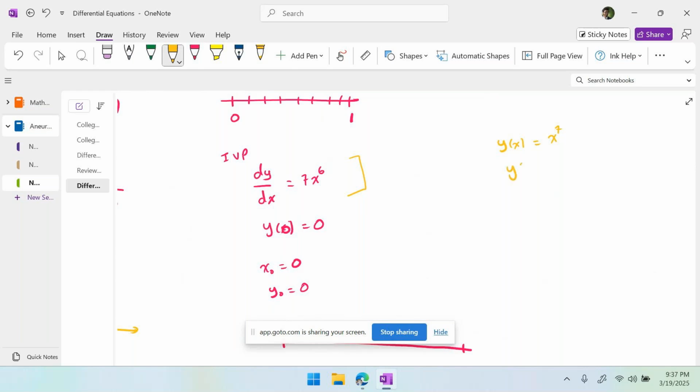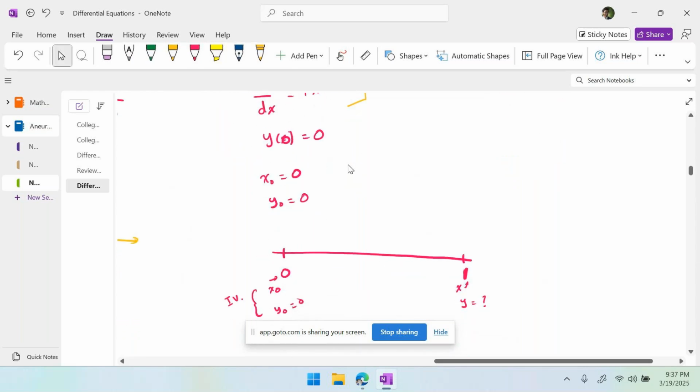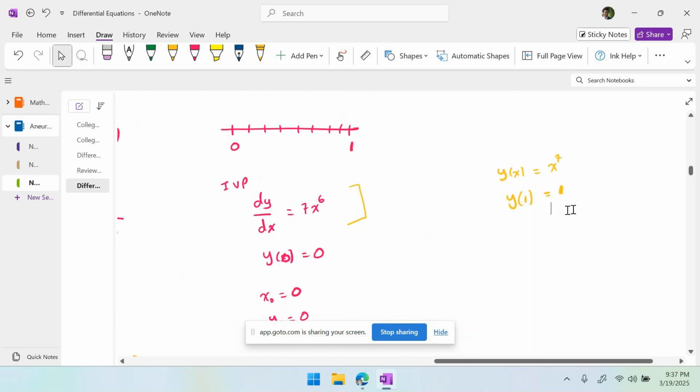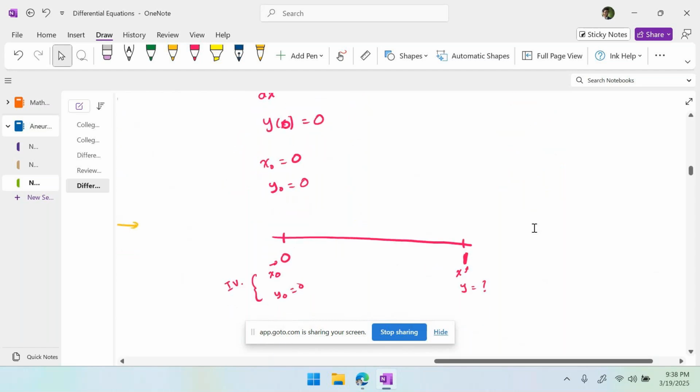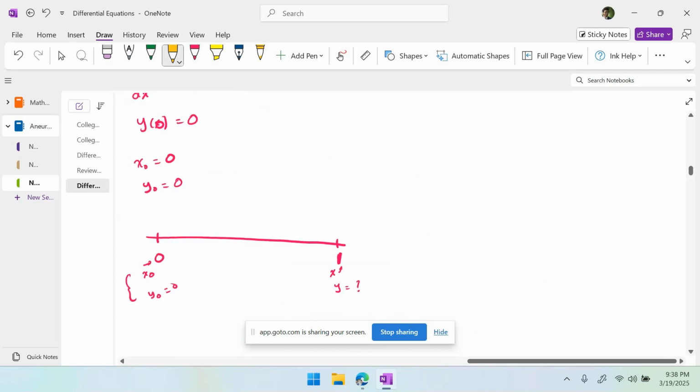And the value of y at 1 is simply equal to 1. So that's the precise answer. There are no errors in this answer. But when we use numerical techniques, you will see that you are not going to get this one. You will get some value which is closer to 1 but not exactly 1, right? So my end goal is this. Now, how do we set up my problem?